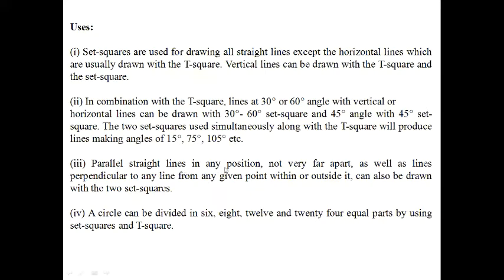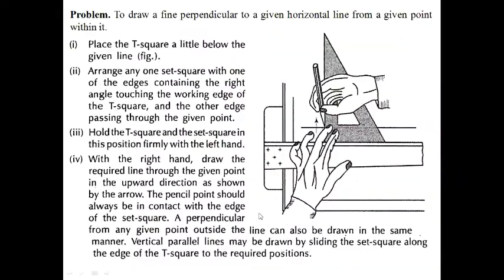Parallel straight lines in any position, not very far apart, as well as lines perpendicular to any line from any given point within or outside it, can also be drawn with the two set squares. A circle can be divided into 6, 8, 12 or 24 equal parts by using the set square and T-square.